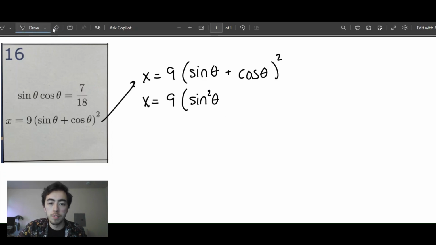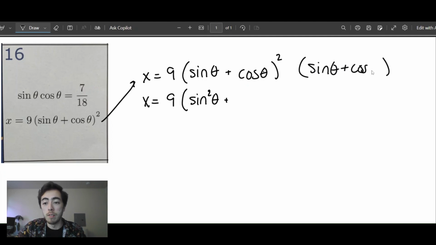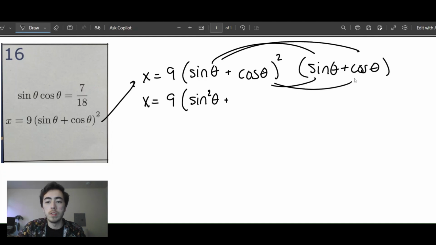Then I get the first times the second, which will be sine times cosine of theta. But then when I do, here, I'll just write it all out. When you multiply two binomials together, you need to make sure that you're multiplying everything, all the appropriate things. So you need to distribute all of these terms together. And so I do get 2 sine theta times cosine theta, just because of the outside and the inside terms. Finally, I will do cosine times cosine, and so I'll get cosine squared theta.